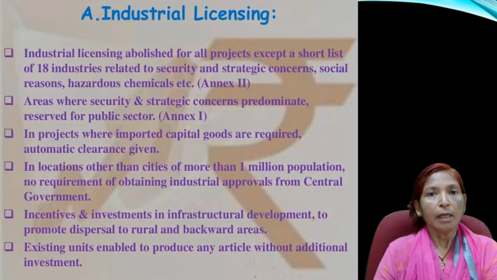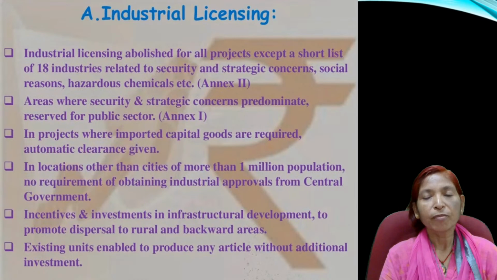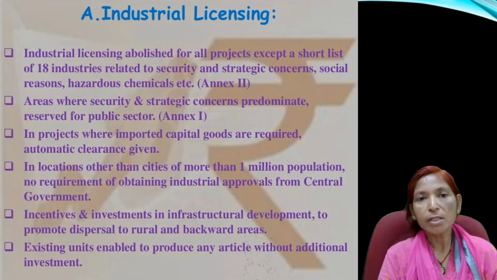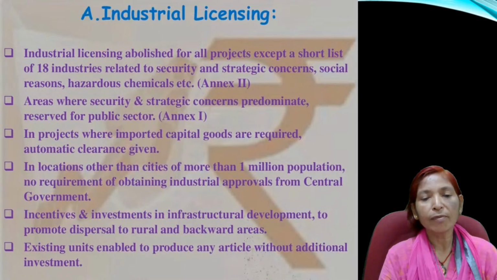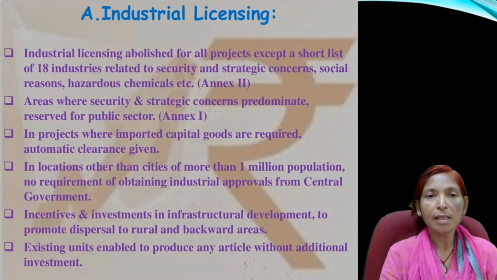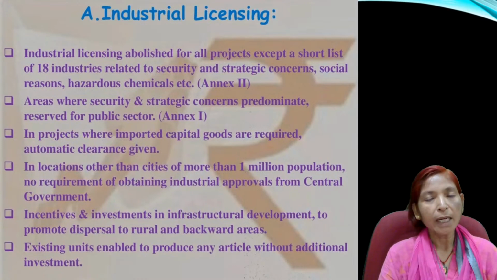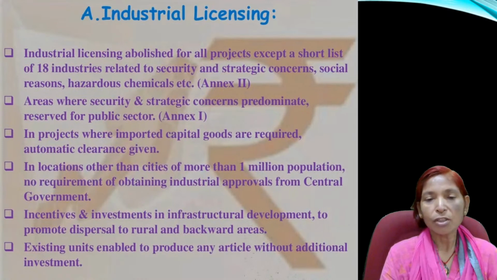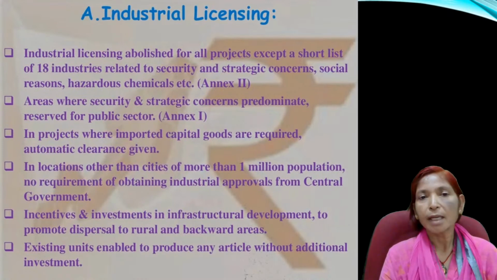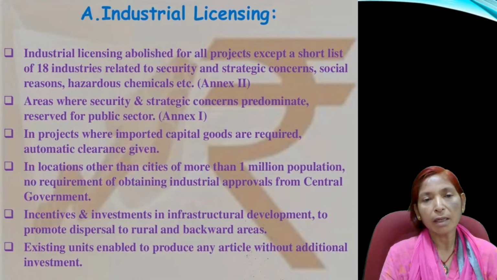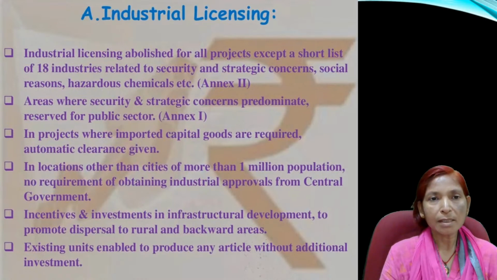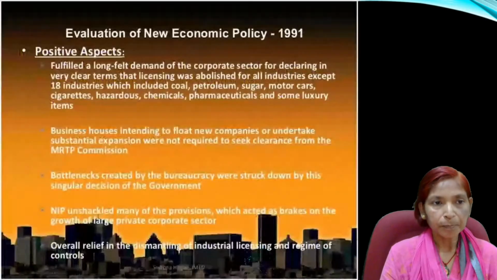Now, next is industrial licensing. At present, first of all, industrial licensing is abolished for all projects except a short list of 18 industries. But at present, only 5 industries are compulsory to take a license, and the limit of 18 industries has been reduced to 5 only. Rest of the others have no need to take a license, and they can begin their industries without taking any license.